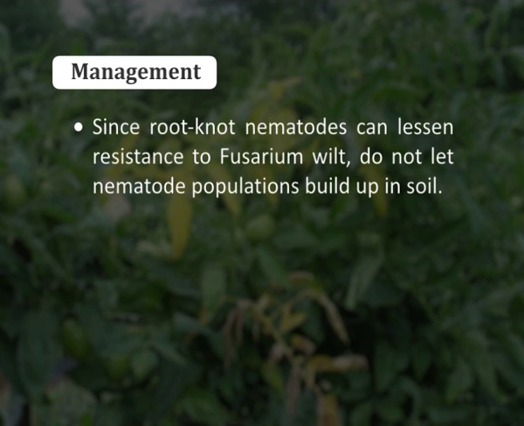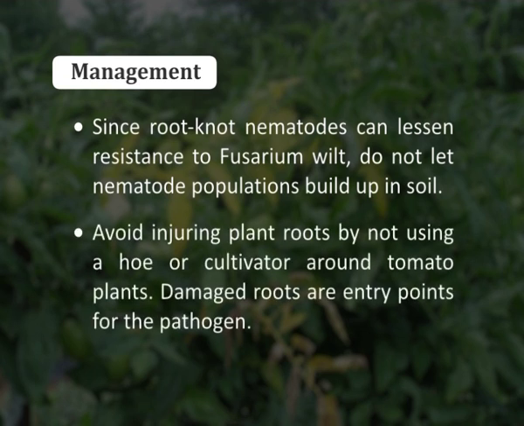Since root knot nematodes can lessen resistance to Fusarium wilt, do not let the nematode population build up in the soil. Avoid injuring plants' roots by not using a hoe or cultivator around tomato plants. Damaged roots are entry points for the pathogen.